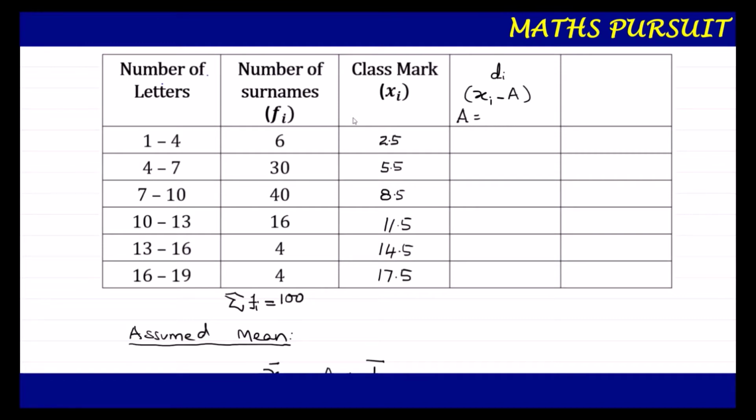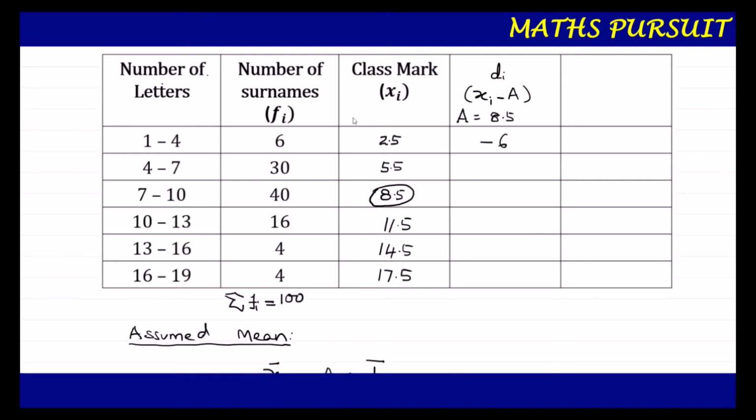So I am going to take 8.5 as the assumed mean. You can consider any of the figures, 2.5, 5.5, 11.5, whatever figure you feel suitable you can pick up, but here I am going to take 8.5. Now let us calculate it out. So class mark minus assumed mean. Our first class mark is 2.5. So 2.5 minus 8.5, we will get minus 6.